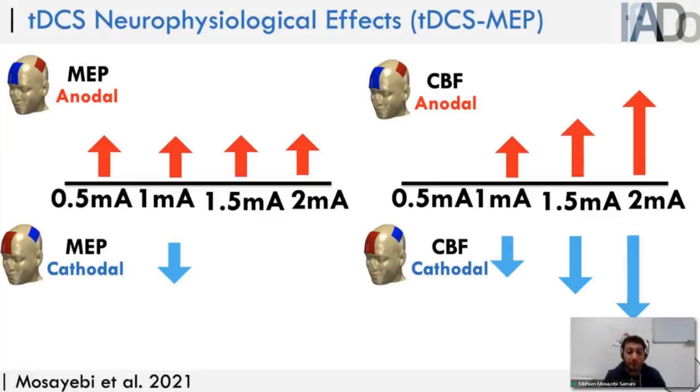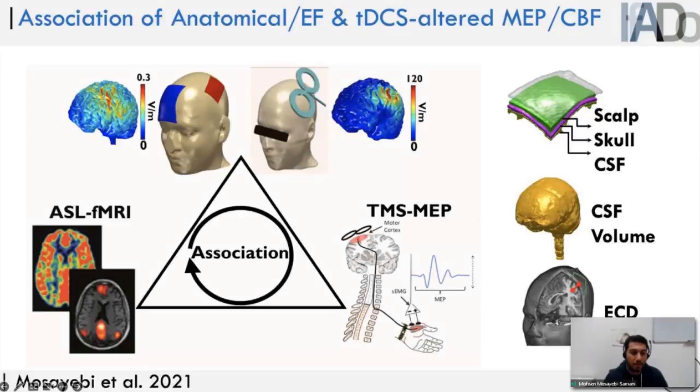For the effect of tDCS evaluated by TMS-MEP, we found that in the case of anodal tDCS, almost all intensities resulted in corticospinal excitability enhancement. But for cathodal tDCS, only 1 milliampere resulted in corticospinal excitability reduction. For the CBF, or cerebral blood flow, measured by ASL fMRI, we found a kind of linear enhancement or reduction of CBF after tDCS with increasing intensity. The question was: why? Next slide, please. For that, we tried to investigate if computational modeling can explain this.